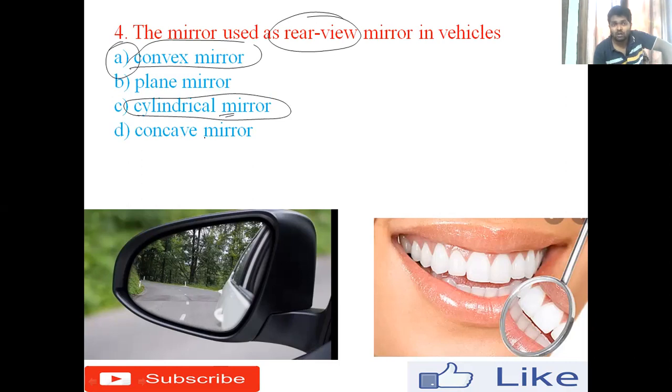And coming to the concave mirror. A concave mirror is used majorly by a dentist to see the inner part of the mouth, to see the teeth. Concave mirrors are also used in the headlights of vehicles and searchlights. It is used as a shaving mirror. They use concave mirrors. So the right answer for this question is option A, convex mirror.